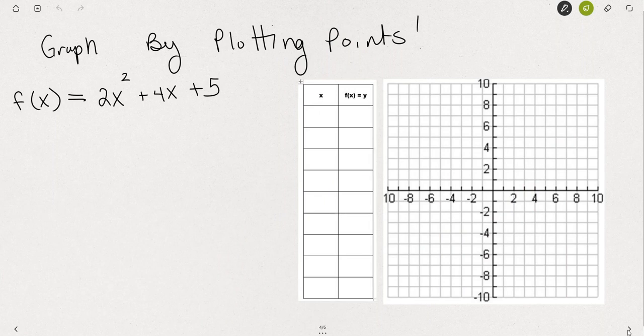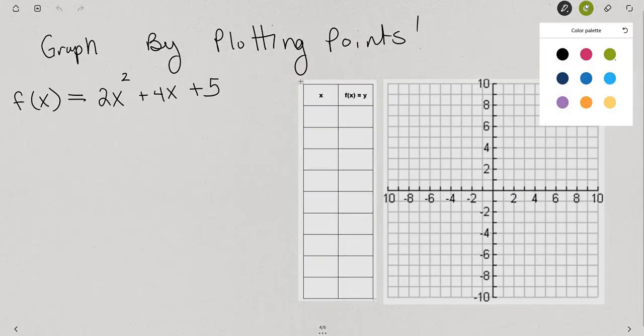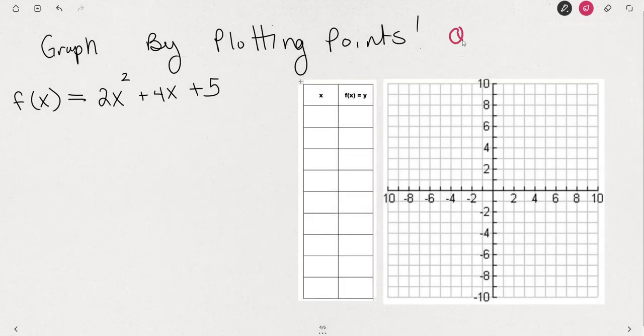This next example is another good example, and this one, because it's an x squared, this function has a special name. It's called a quadratic, and when I graph a quadratic, I'm going to get a parabola. Looks something like this. It could open downward also, so maybe like this.